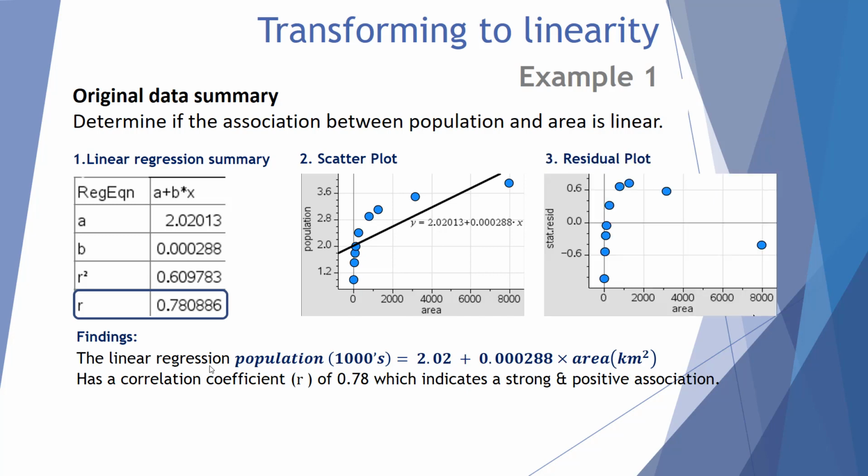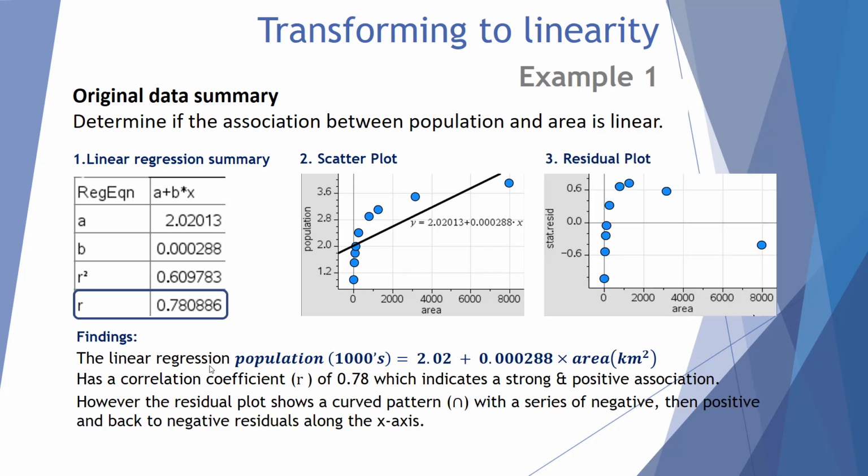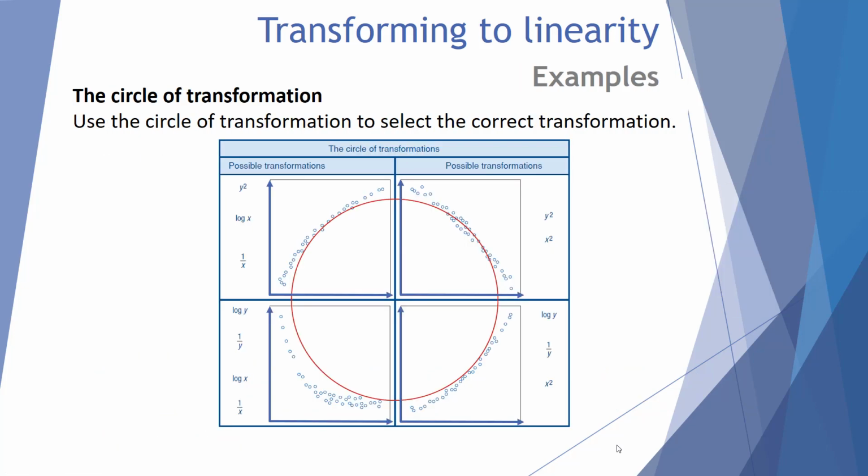However, when we look at this residual plot, we find there is a curve, what I'd call a frown curve, starting at negative residuals, moving into positive, and then back to negative. The original data probably has a non-linear relationship, so we need to consider transformations. The skill is working out which transformation to undertake.